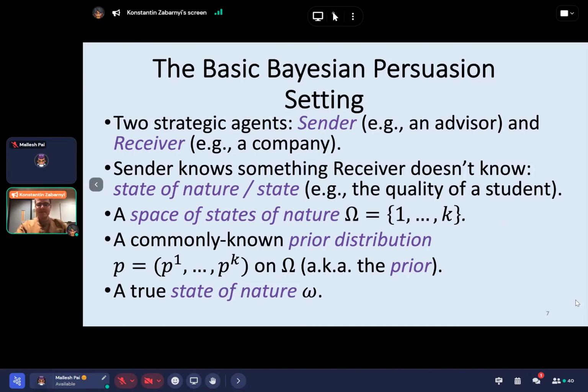For simplicity, let's assume that it's finite, so the states are numbered from 1 to k, but in general, it need not be finite. We assume that there is some prior distribution p on the values of omega, which is also just called the prior, and it is known both to the sender and to the receiver. And there is a certain true state, denoted by omega, known only to the sender.